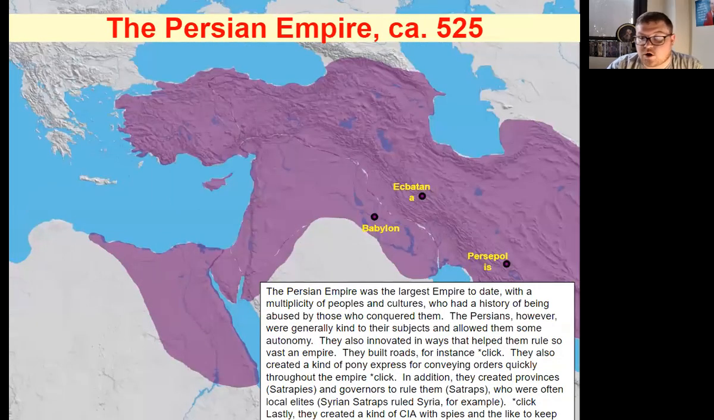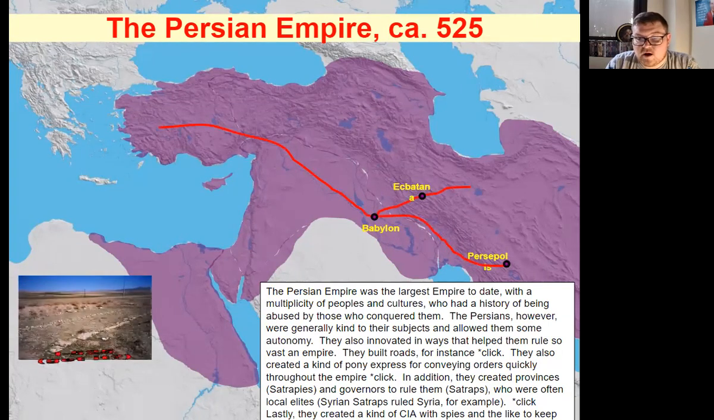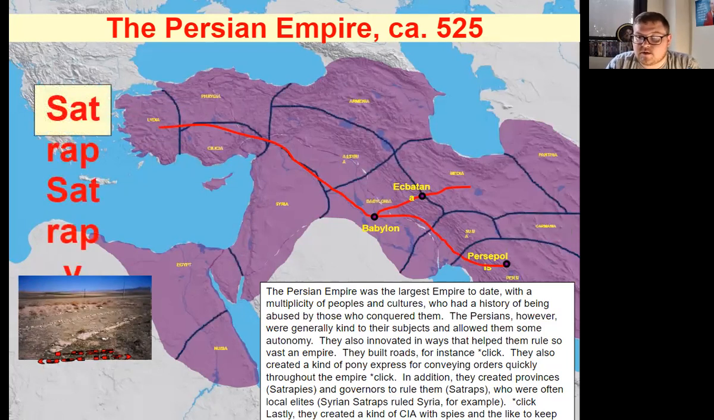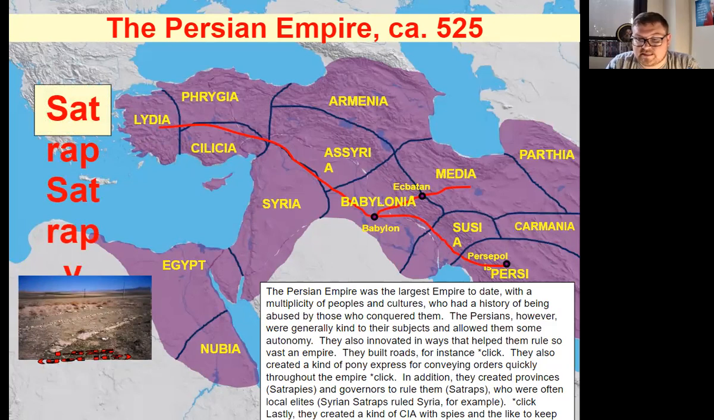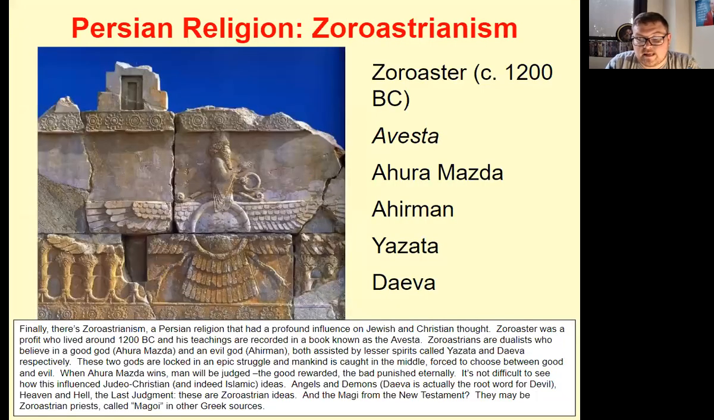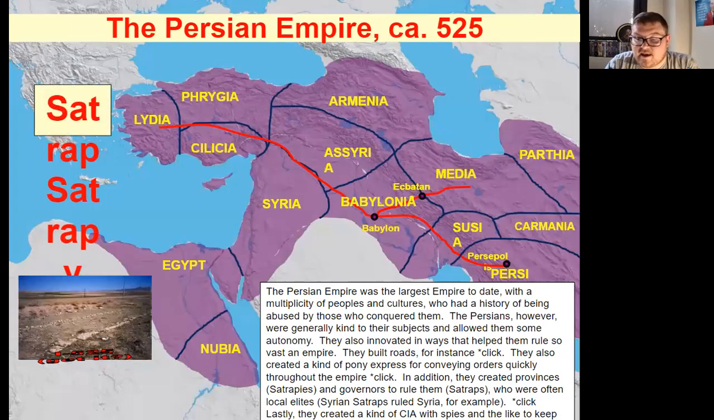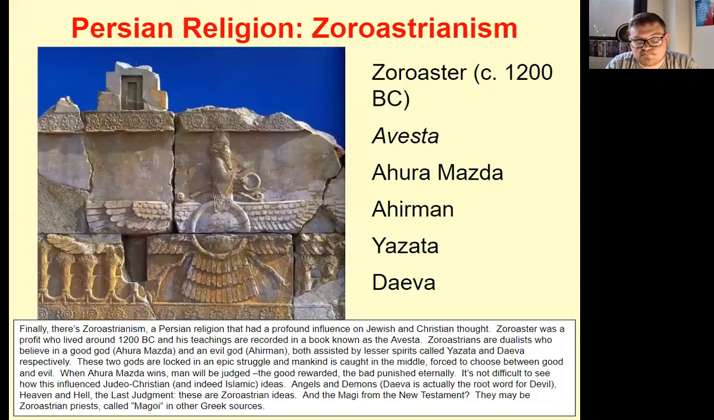So we have the Persian Empire, which is the largest empire to date in the world, with a multiplicity of peoples and cultures who had a history of being abused by those who conquered them. The Persians, however, were generally kind to their subjects and allowed them some autonomy to rule themselves. They also innovated, but in ways that helped them rule a vast empire. They built roads. They also created a kind of pony express for conveying orders quickly throughout the empire. In addition, they created provinces called satrapies and governors to rule them, satraps, who were often local elites. Syrian satraps ruled Syria, for example, and lastly, they created a kind of CIA with spies and the like to keep people in order.